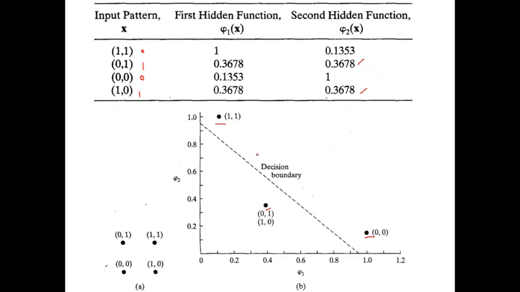Now I want to separate the different values into different groups. With the help of a single straight line, I am able to separate (0,1) and (1,0) into one group, and (1,1) and (0,0) into another group. That is, ones into one group and zeros into another group. That's all about the XOR problem. Thank you.